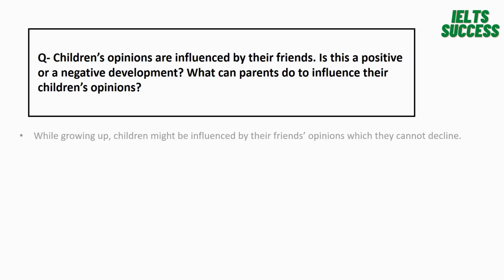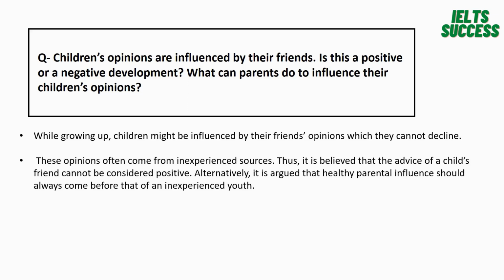My background: while growing up, children might be influenced by their friends' opinions, which they cannot decline. So general, that while children grow up, they might get affected by their friends' opinions. These opinions often come from inexperienced sources. Thus, it's believed that the advice of a child's friend cannot be considered positive. Alternatively, it's argued that healthy parental influence should always come before that of an experienced youth.